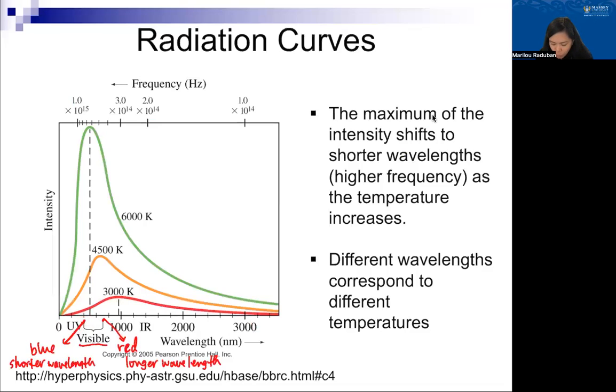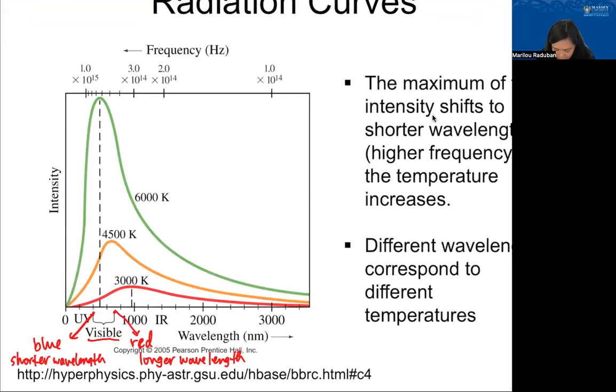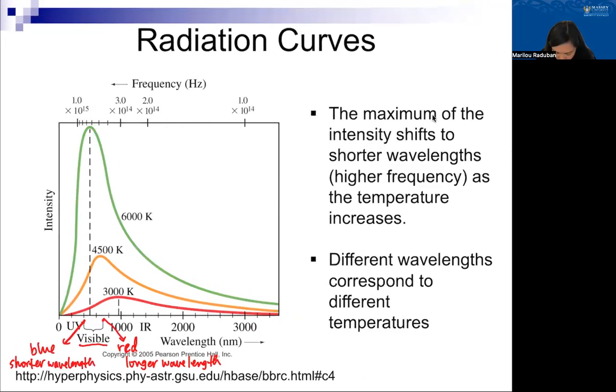Right. So what this radiation curve tells us is, notice the peaks. The peaks of the radiation curves are these ones. Peak meaning the highest intensity. So for the green radiation curve, the peak is around here with that wavelength. For the orange radiation curve, the peak is around that point. For the red radiation curve, the peak is here.